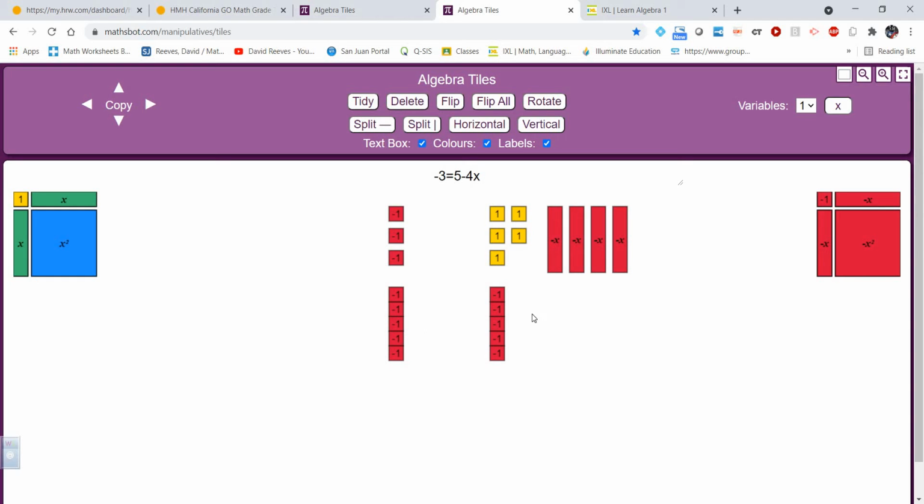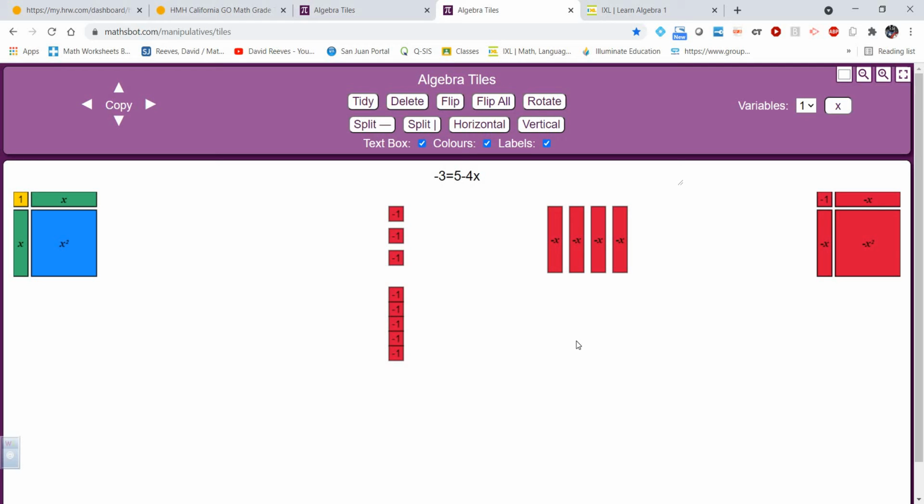Okay, did I get 5 here? I did. So you can see I did the same thing to both sides. All right, adding 5 negatives is like taking 5 positives away, because these are going to eliminate each other.